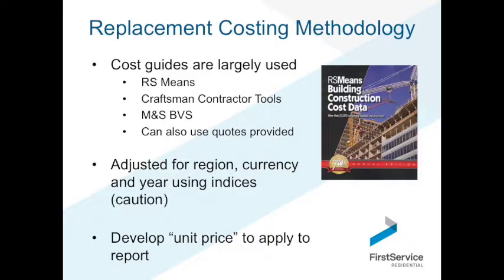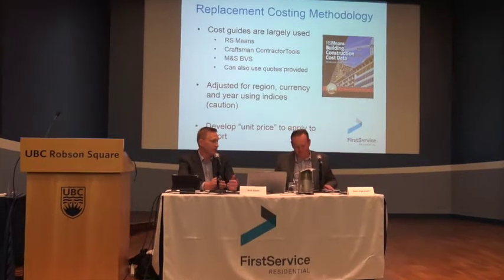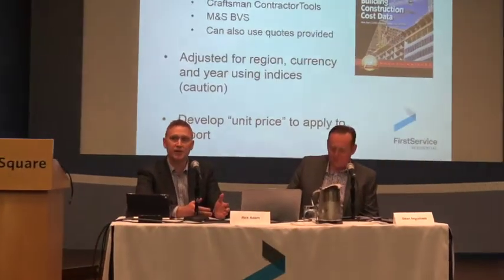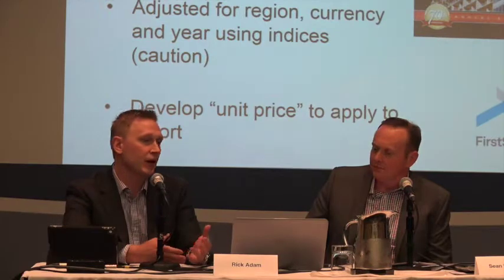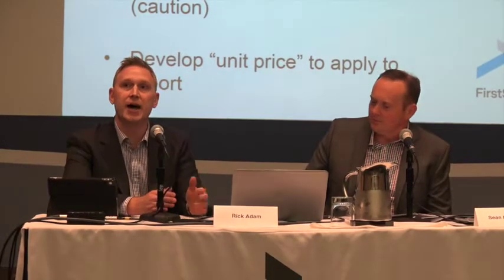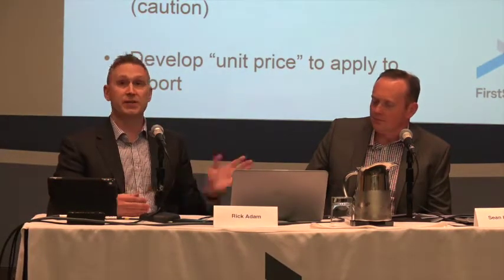Okay, so replacement costing methodology. This is another black box of depreciation planning, where if we go out and determine that you have an asphalt roof, how do we come up with a replacement price for it? Most of the depreciation planners will use RS Means or Craftsman Contractors or Marshall and Swift Building Value. These are all systems that you can buy into that give you unit costs for assemblies or for individual building components. And the RS Means is wonderful.